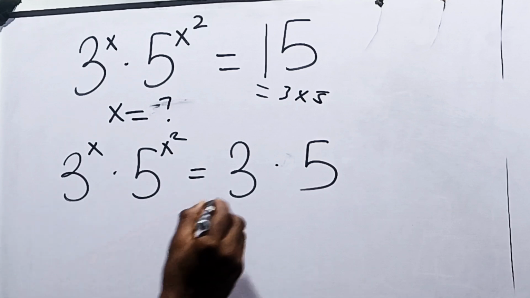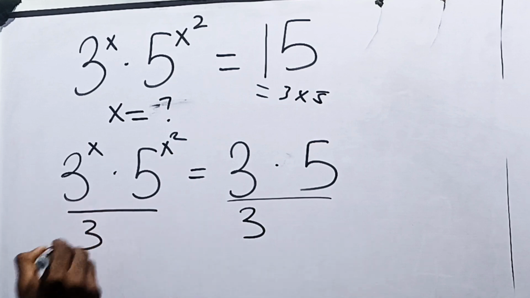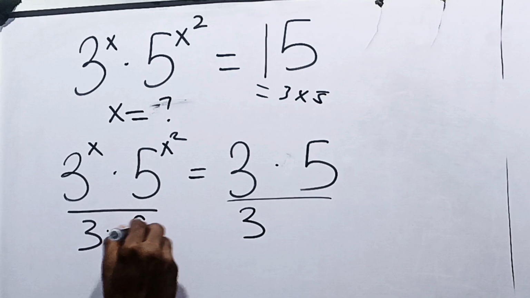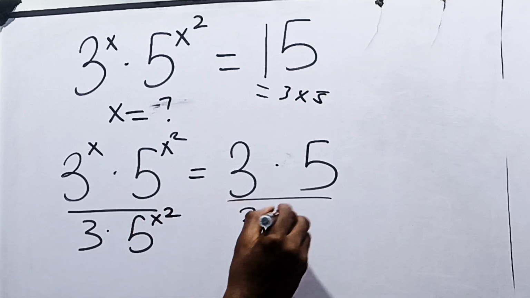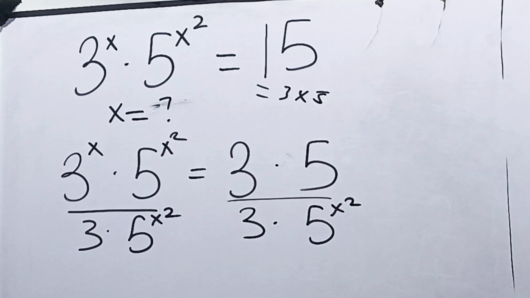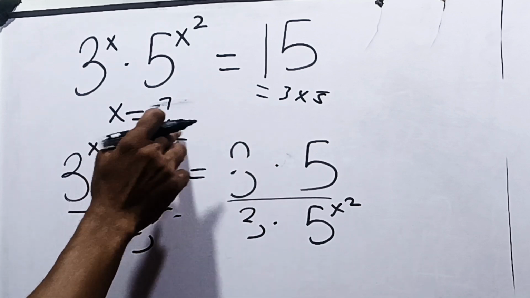If we divide this side by 3, and divide this side by 3, then let's divide each side again by 5 raised to the power x squared. So let's divide this side by 5 raised to the power x squared, this side by 5 raised to the power x squared. Alright? It makes sense soon. Now, 3 here will take 3 here. 5 raised to the power x squared here will take 5 raised to the power x squared here.